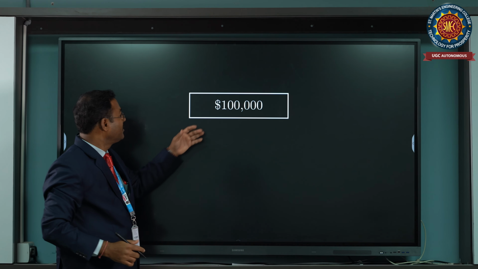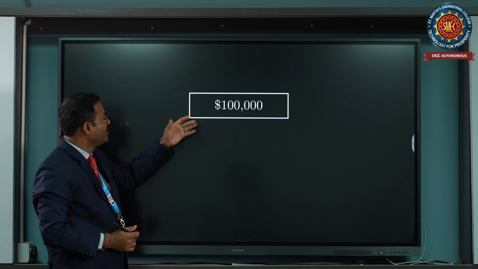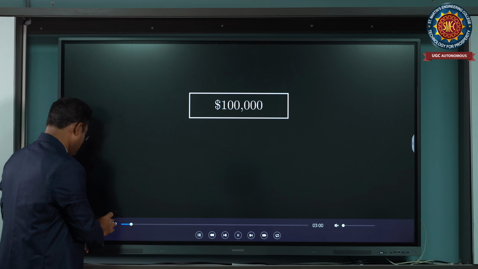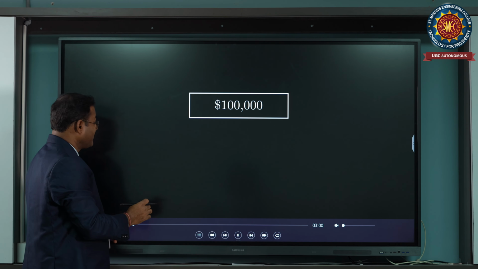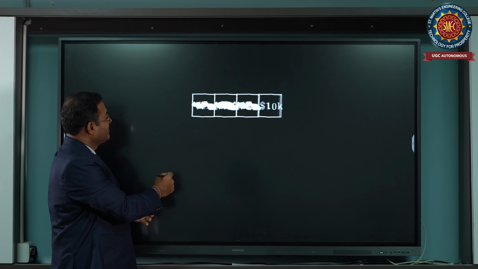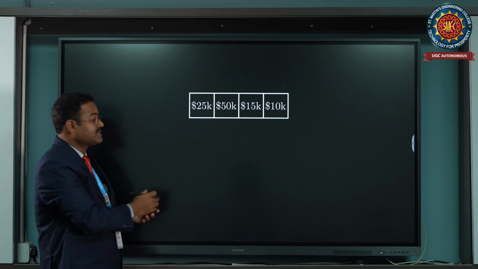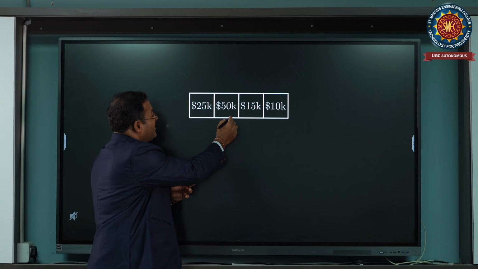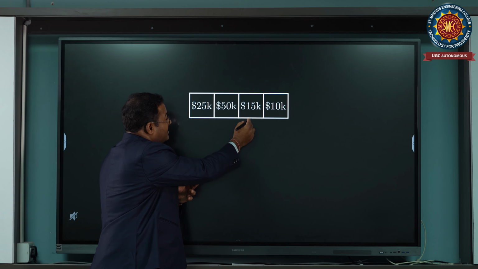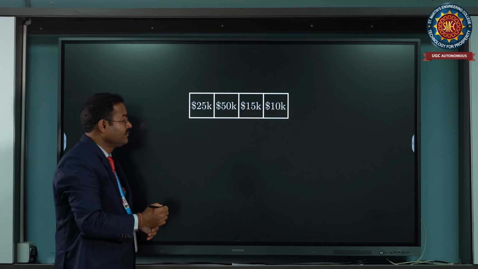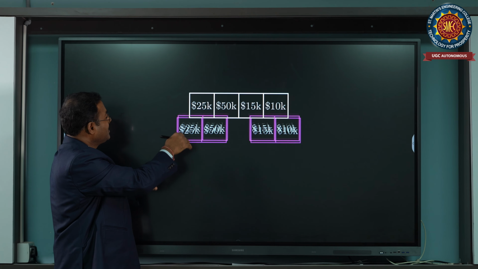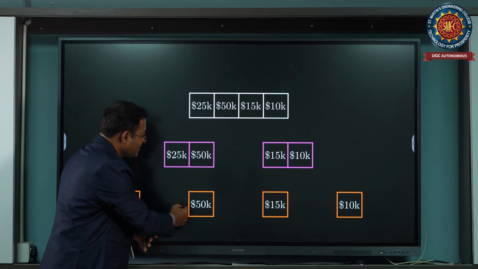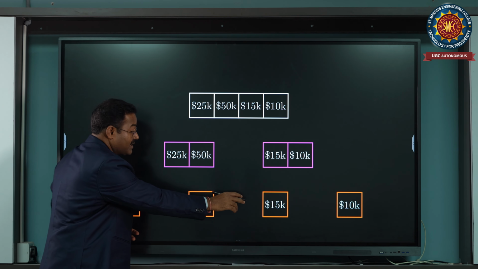Now I have 1 lakh. I want to split this 1 lakh among different persons. For example, I want to split this amount into 25k, 50k, 15,000 and 10,000. Then I have divided this problem into two sub problems, and given them to four persons.